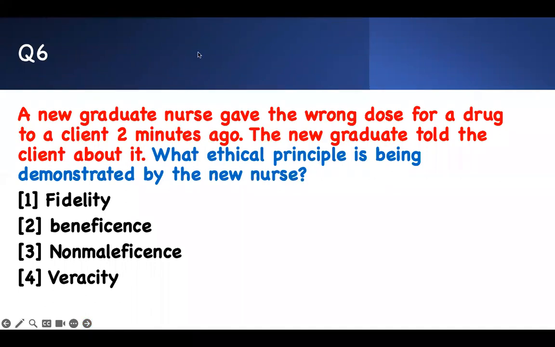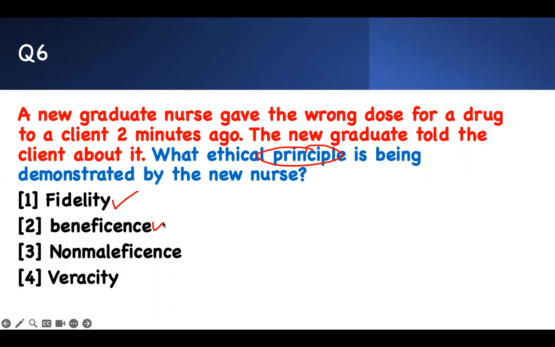Number 6, same strategy I'm using. What ethical principle is being demonstrated by the new nurse? A new graduate nurse gave the wrong dose of a drug to a client 2 minutes ago. The new graduate told the client about it. What ethical principle? I did something wrong and I told you about it. Fidelity is not that, right? That's not that. You're being truthful and loyal, but that is not the situation yet.